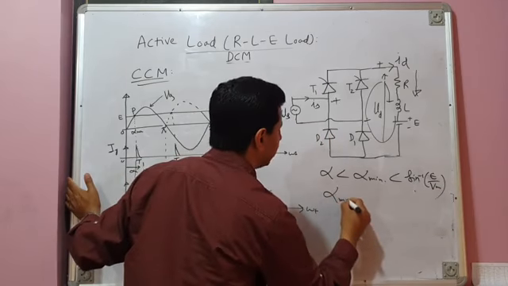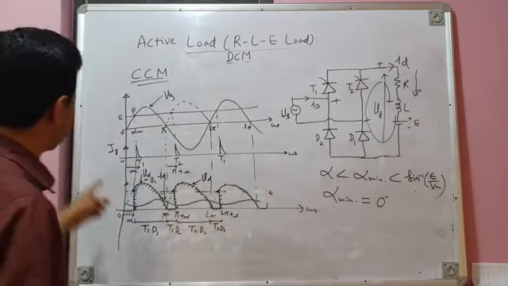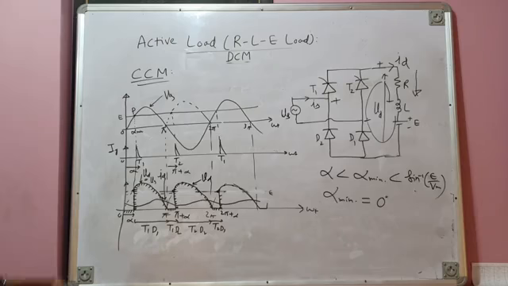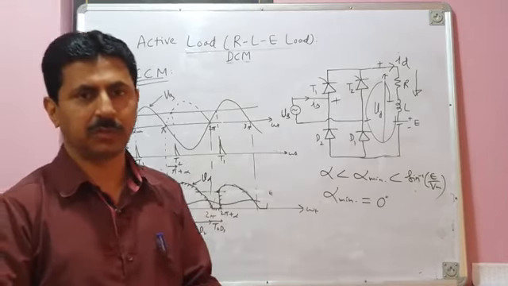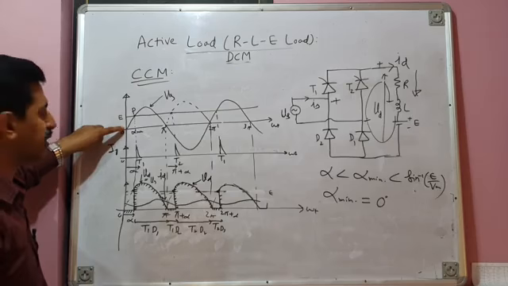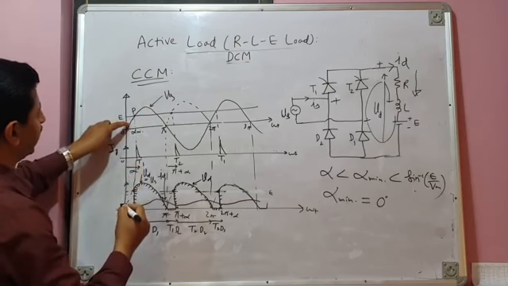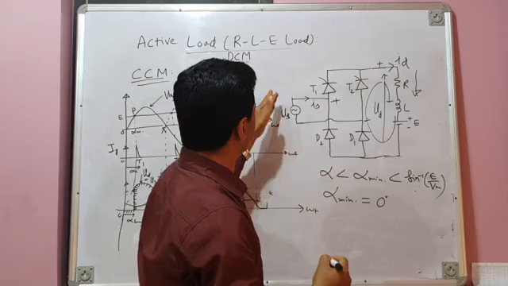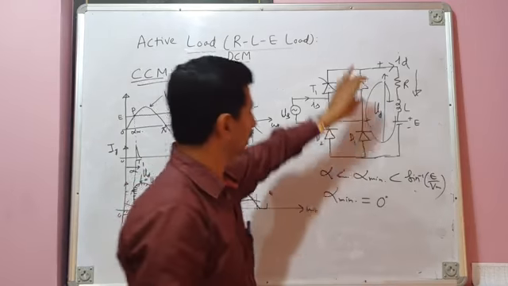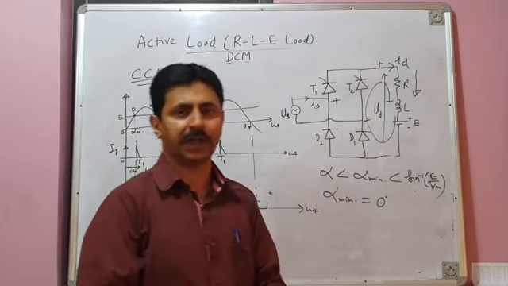So alpha min, let me tell you, for continuous conduction mode of operation can be as low as 0 degree. You can start firing your thyristor converter right at omega t equal to 0. It was not possible for discontinuous conduction mode of operation because in discontinuous conduction mode, E was showing its presence. For example, here E was greater than Vs. Since E was greater than the instantaneous value of source voltage, thyristor T1 or T2 was reverse biased, and even if you issue the firing pulse, T1 or T2 were not conducting.